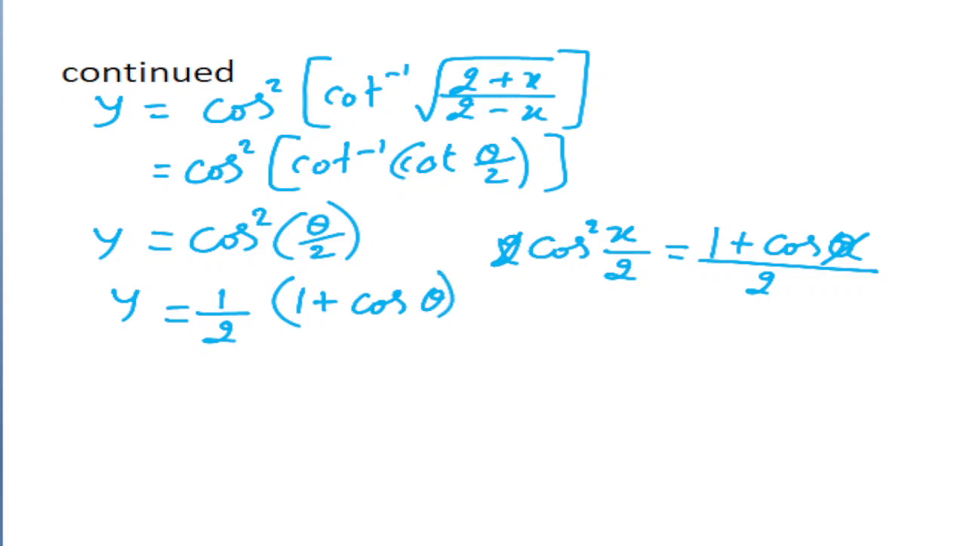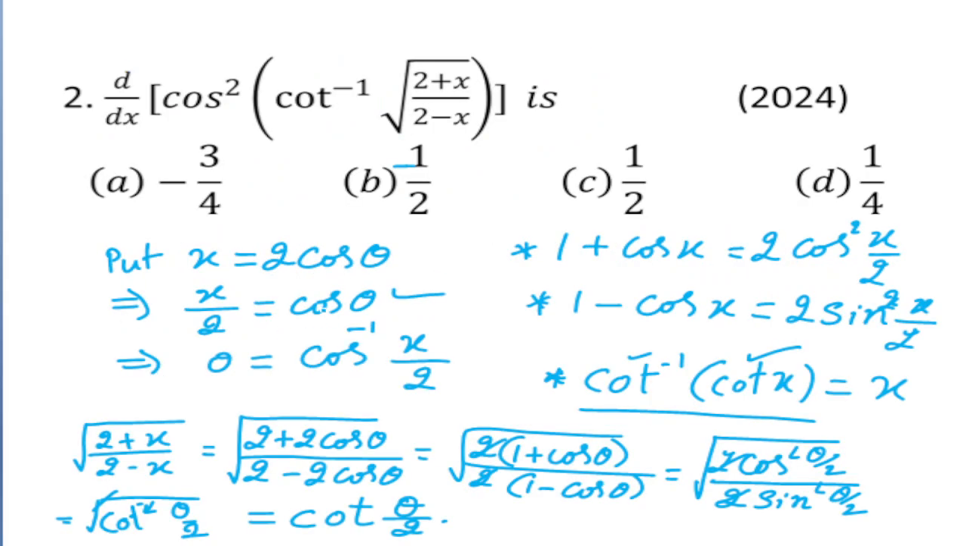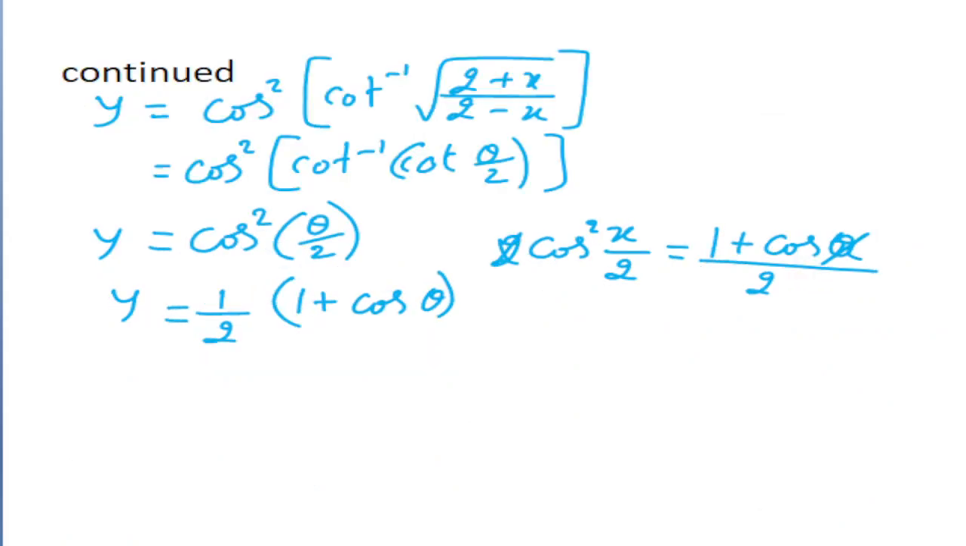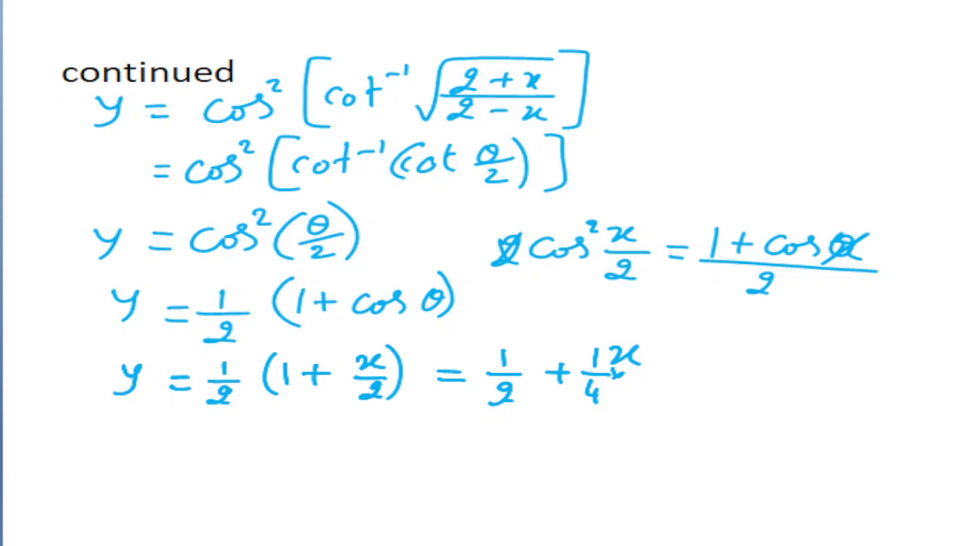Now go back and see, friends, what you have? Cos theta value can be written as x by 2. We don't want this inverse function there. Directly we'll substitute cos theta value. Cos theta is x by 2. We'll substitute cos theta here. Then y will become half of 1 plus x by 2. Multiply half, you'll get half plus 1 by 4 into x.